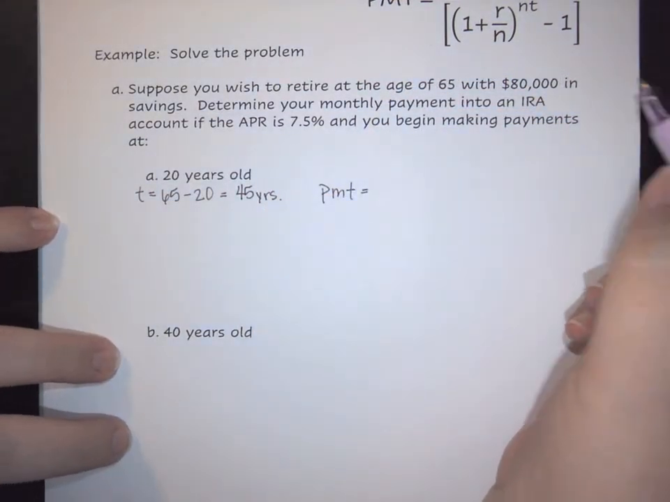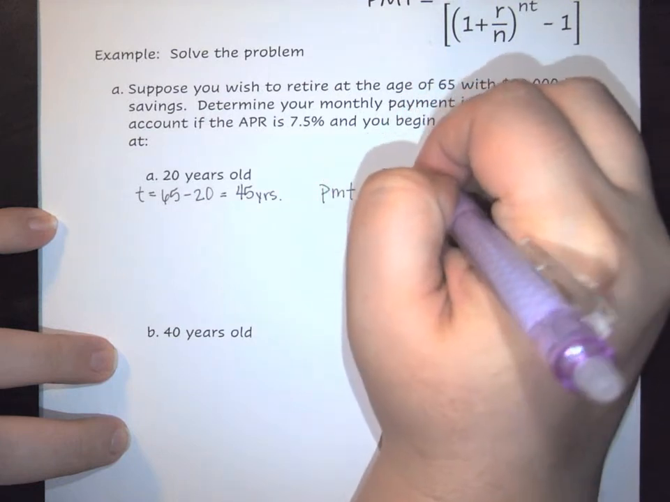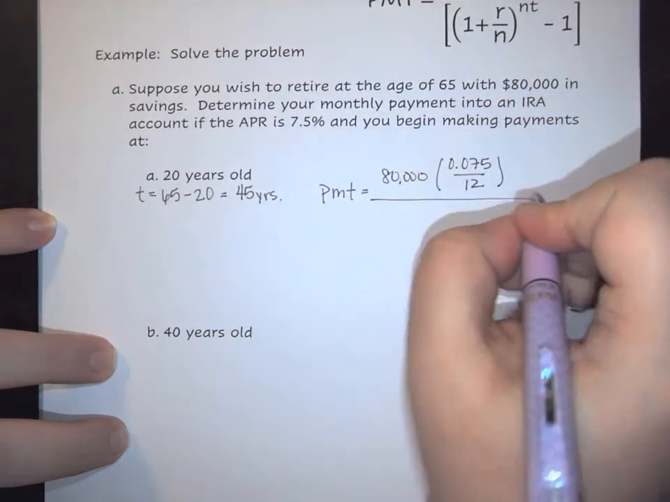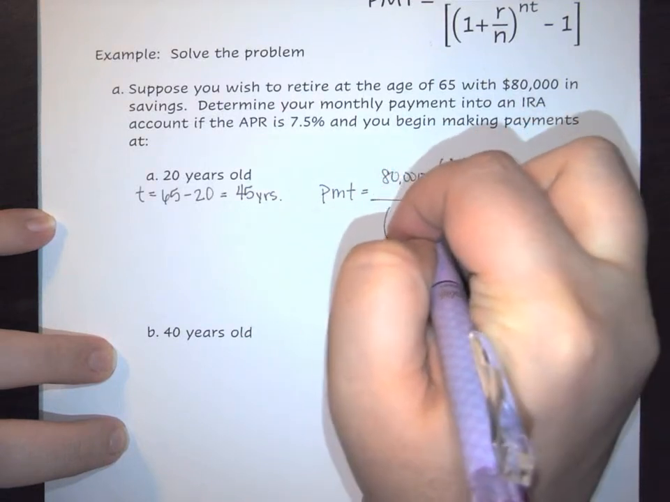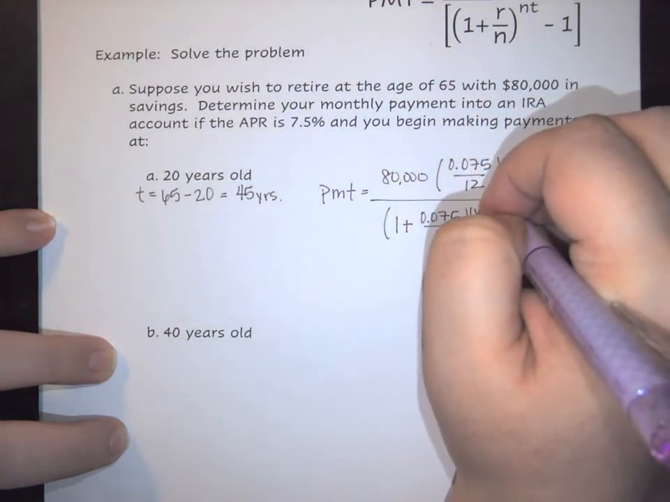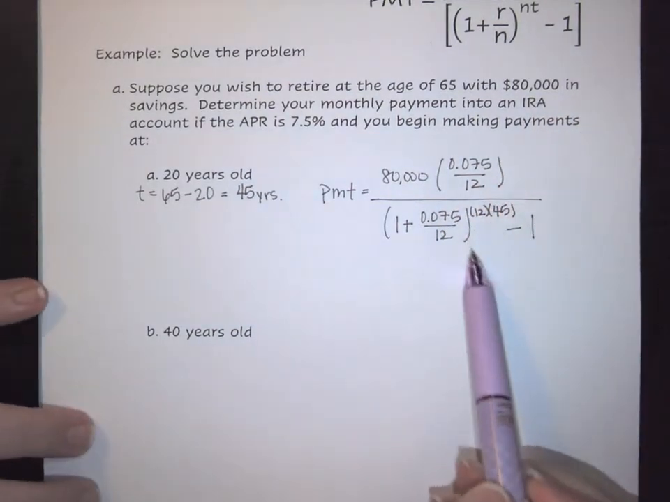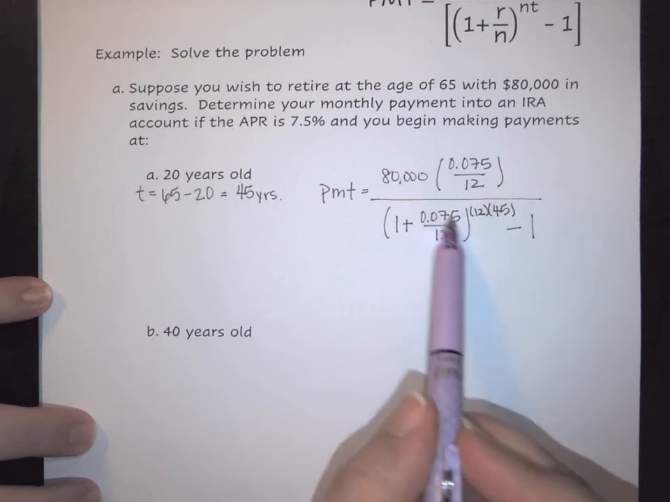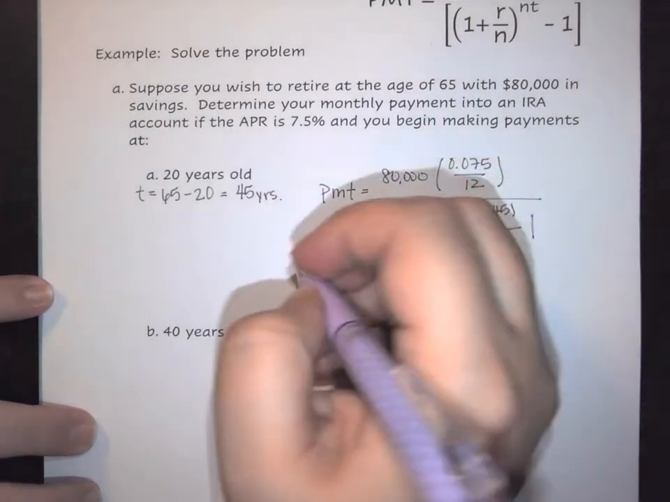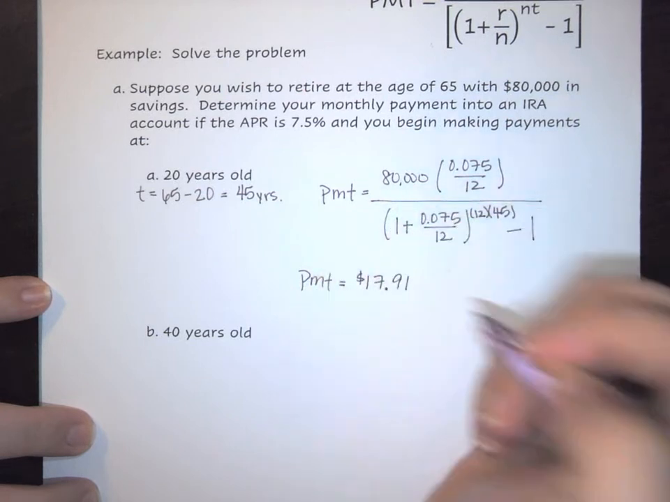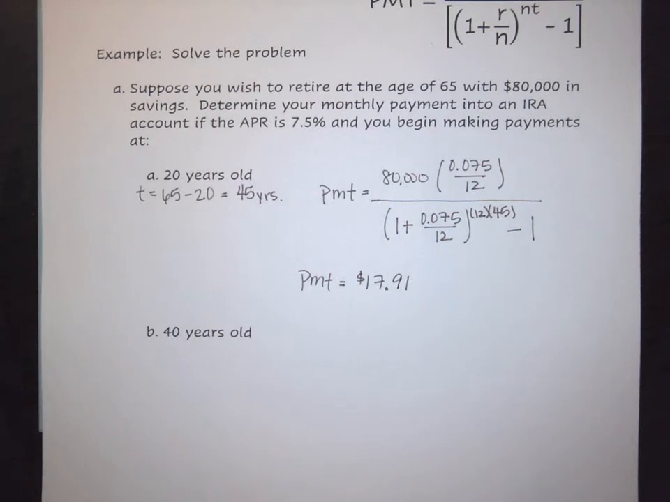So to do that, I have to calculate my payment. So payment is your future value, which is $80,000, times the rate, 0.075, divided by 12. And this whole thing is then going to be divided by the bottom. So 1 plus my rate, divided by 12, raised to the 12 times the 45 years, and then minus 1. So what we're going to do is essentially calculate out this formula using your calculator. You're going to start in your denominator using the innermost and work your way out. And when you do that, you should come up with a payment of $17.91. So $17.91 per month is what you would need to pay into this IRA if you started at age 20 and want to retire at 65.